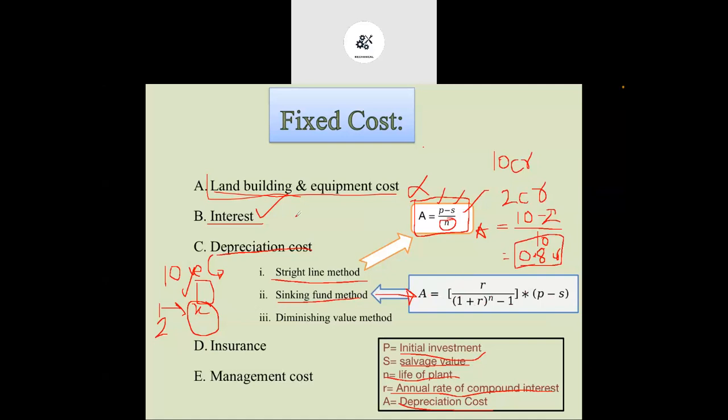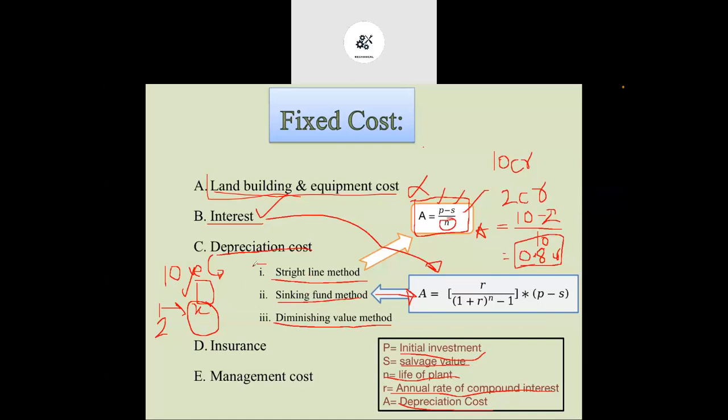So this is considered as the sinking fund method, and the related formula is given here, that is A is equal to square root in bracket R upon (1 plus R) raised to n minus 1, into P minus S. Here also we are considering the interest required to fill up.